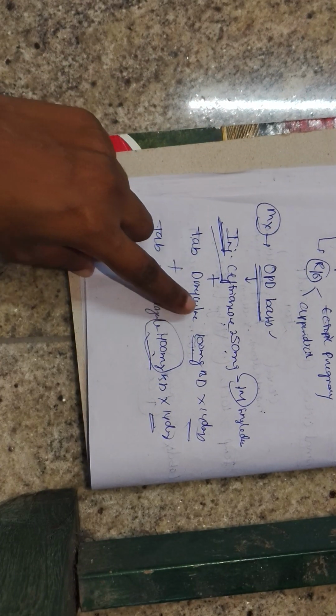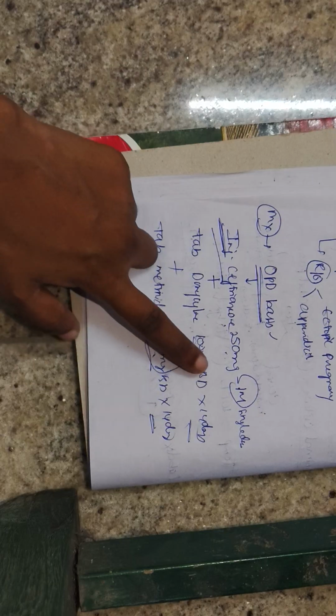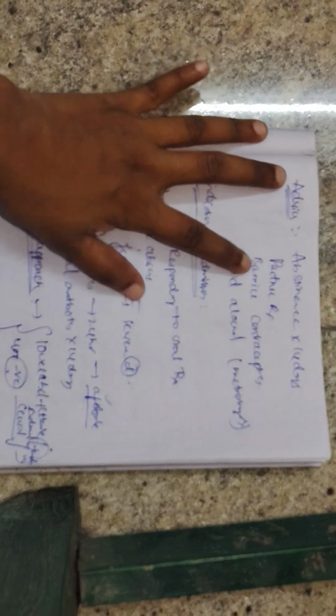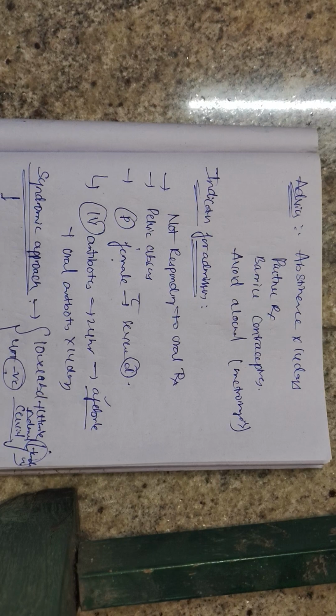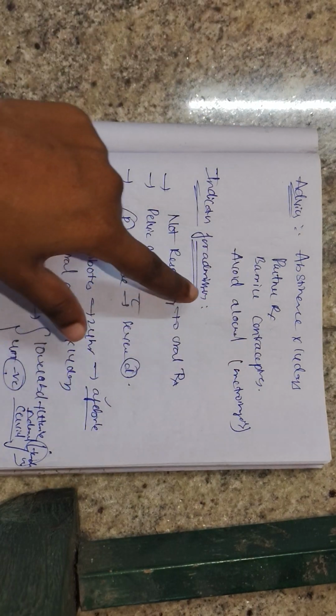Next, doxycycline and metronidazole. Doxycycline 100 mg, metronidazole 400 mg, BD for 14 days. So advise them abstinence for 14 days and partner treatment. When metronidazole is taken, they should avoid alcohol, and barrier contraceptives can be used and are indicated.